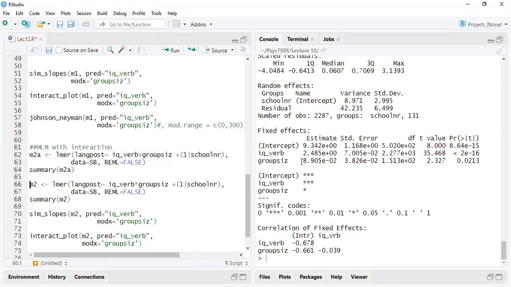The slope of group size is 0.089, very similar to what we saw before. You can see p-values, they're both significant predictors. So as verbal IQ goes up, so do language test scores. As group size goes up, so do language test scores. Fine. And so to test the interaction instead, I just put a star in here.